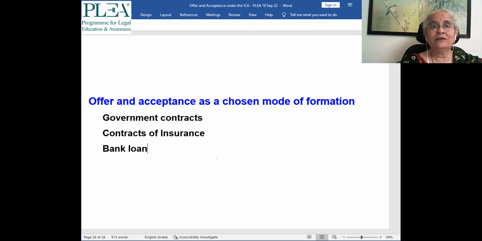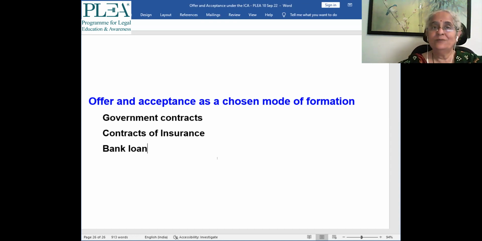Similarly, you want a bank loan, you apply for the bank loan. So the bank says, do you want a loan? Come and apply. Is this an offer that you just apply and we will give it? No, this is an invitation. And you are supposed to apply for the loan because a decision is required whether to give it or not.